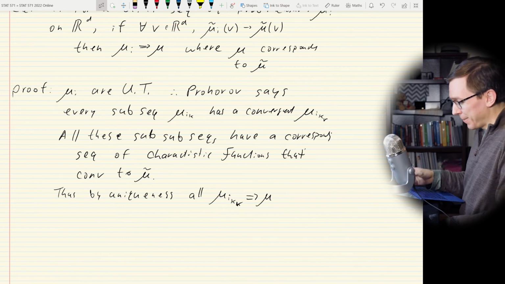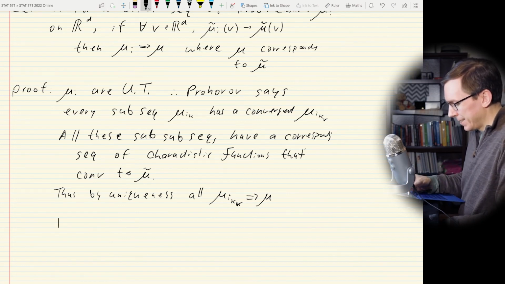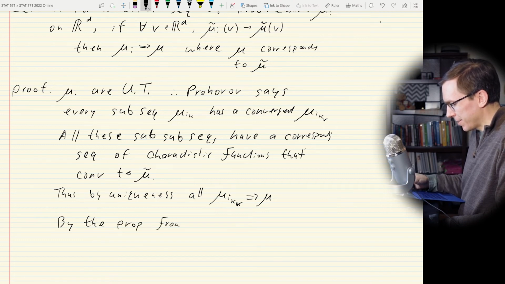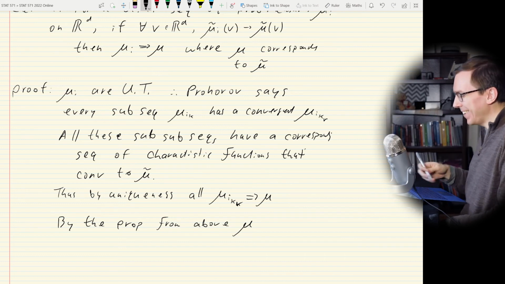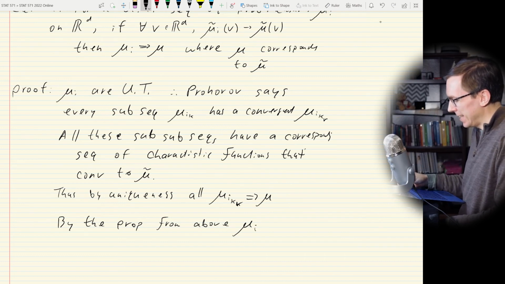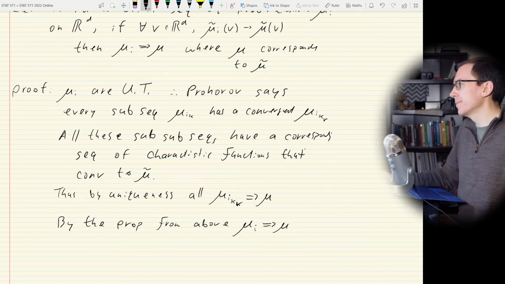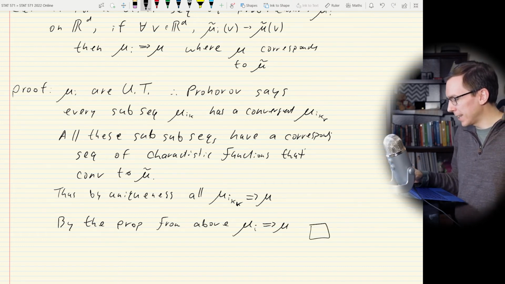But by the proposition from above, the one we proved at the very beginning, we know that if all the subsequences weakly converge to μ, then the original sequence has to converge weakly to μ. Cool, QED, we got our lemma.